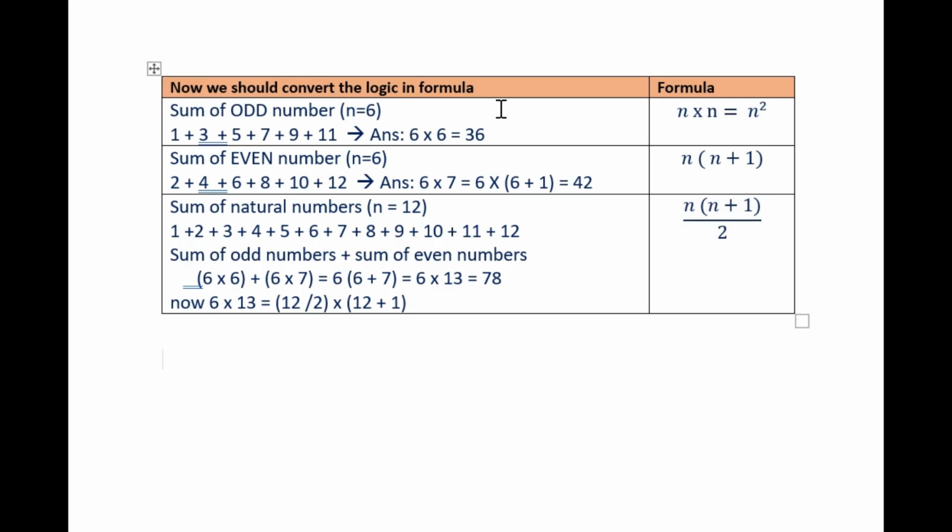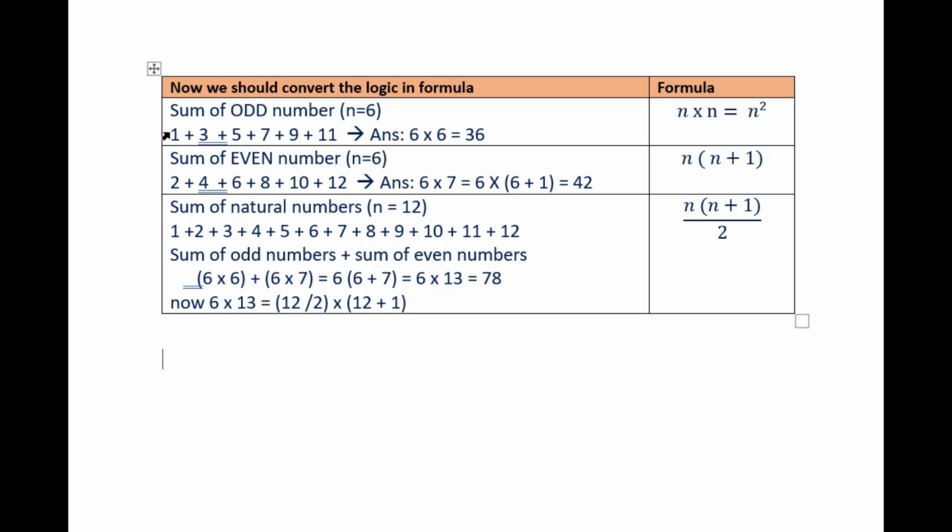So basically there are three formulas. For odd numbers it's n square, for even numbers it's n into n plus 1, and for natural numbers it's n into n plus 1 divided by 2. Basically if you look at even numbers and natural numbers, whatever we get for the even numbers, the natural number formula is just that divided by 2. So using these three formulas, we can find the sum of odd numbers, even numbers, and natural numbers.